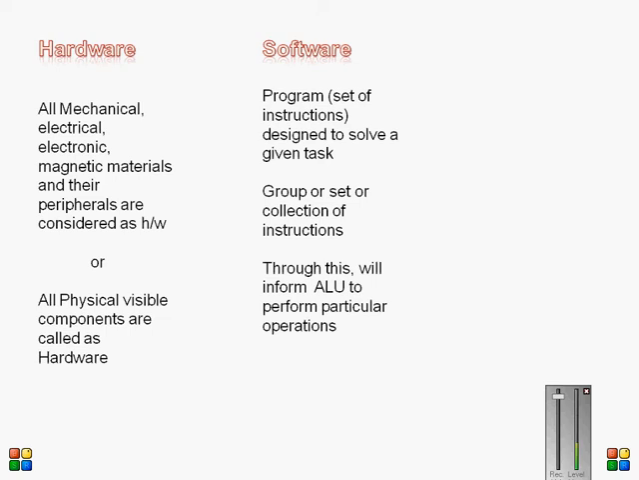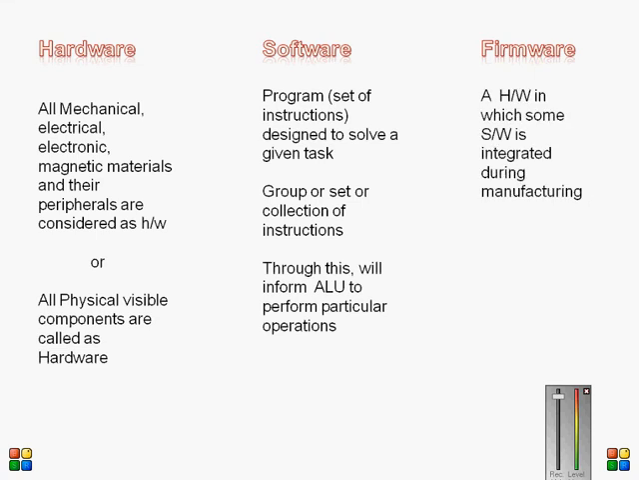Through this, when a software is executed, it will inform the ALU to perform the particular operations and then it provides the output. What is firmware? A hardware in which some software is integrated during the manufacturing of the hardware is called a firmware. Example, ROM, BIOS and so on.